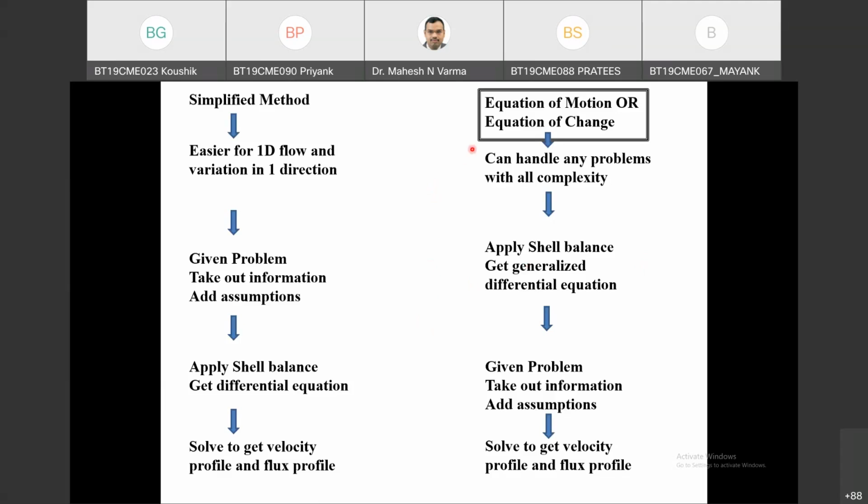So today we are going to start the equation of change. This is also called the equation of motion. So this is the equation of change, or equation of motion. This topic we are going to start. This is there in chapter 3 in BSL.